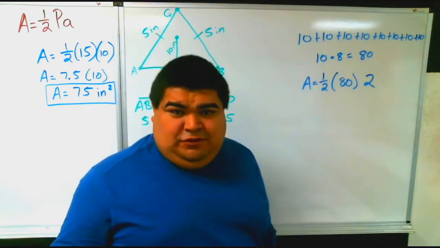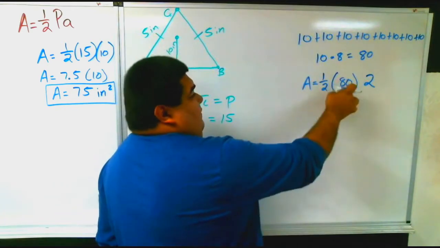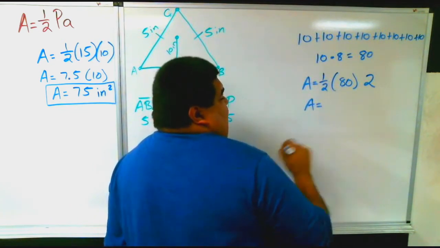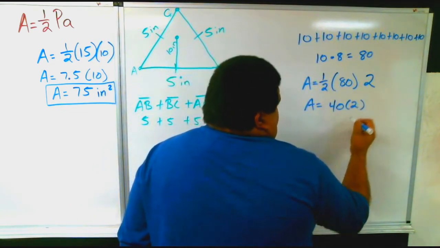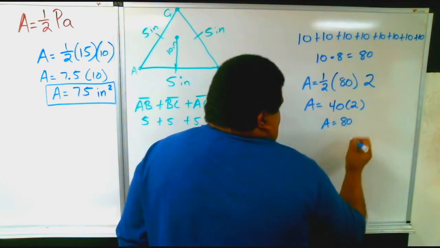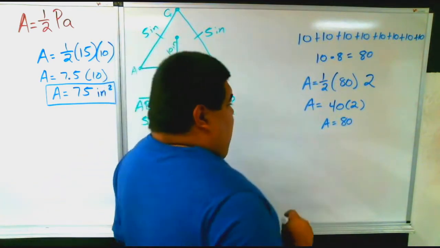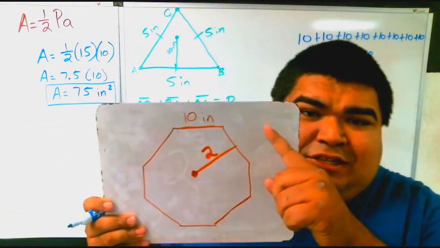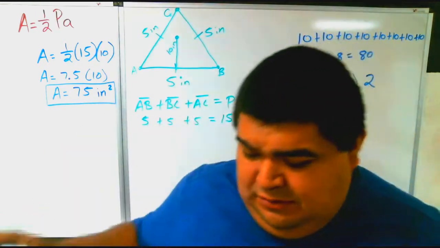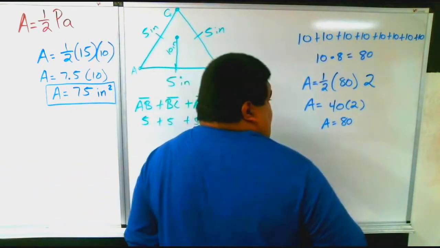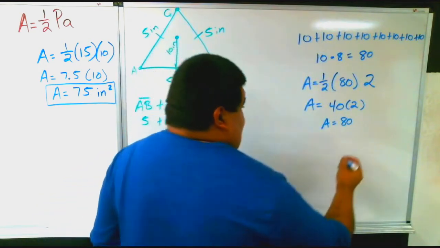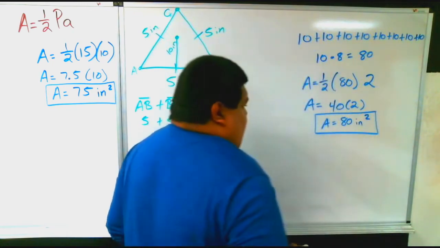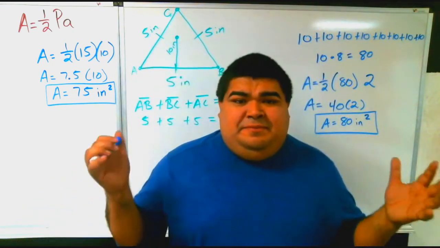There are different ways to solve for it. I'm going to cut the half of the 80. So if A equals 1/2 times 80, that is 40 times 2, which means A equals 80. Notice we're dealing with inches. So our answer is the area of the octagon is 80 inches squared. And that's it.